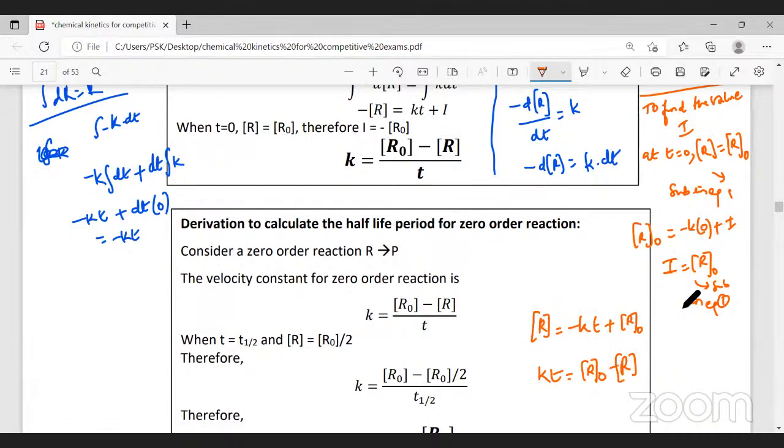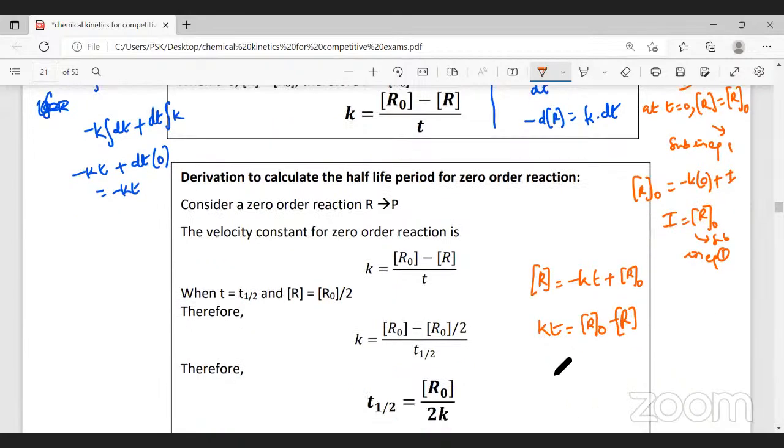Here it's a positive value. If it goes to the right side, what happens? It becomes minus. Yes or no? Yes, sir. So what will be this K? K will be equal to concentration of R naught minus R divided by T.